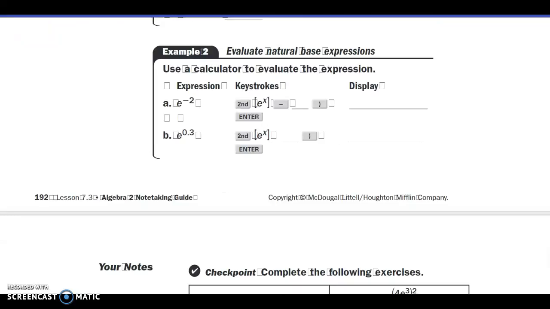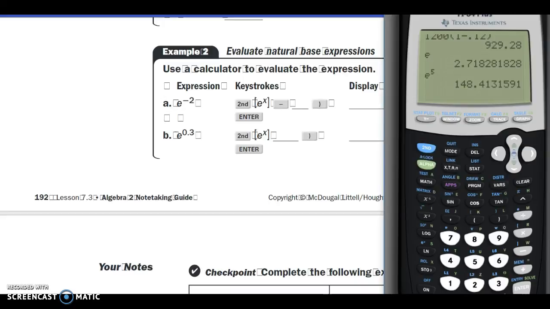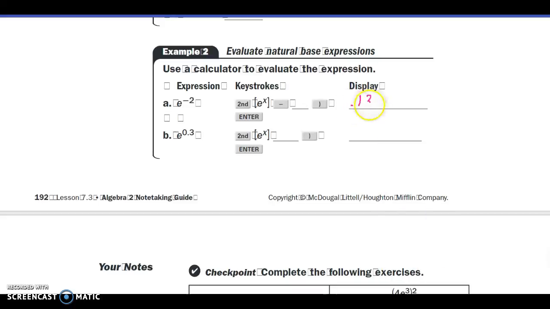Now we can also use a calculator to evaluate the expression. So we can do e to the negative 2 power. We're going to use our key over here on the left that's above ln, so second ln. And I just put negative 2 in my exponent. And we know what that does. It puts it into the denominator. And we get a small number, 0.135. And we'll just round it to 3 decimals. So 0.135.